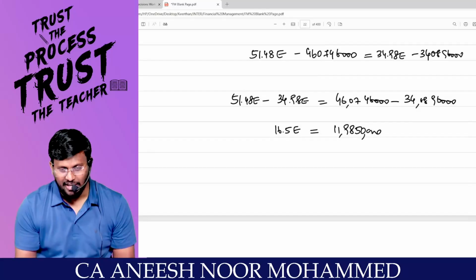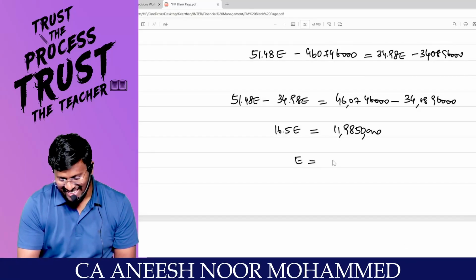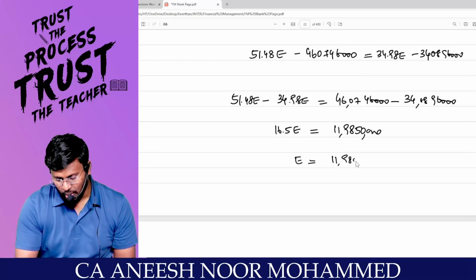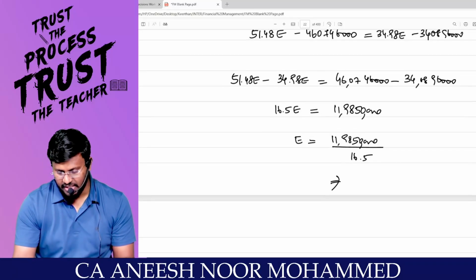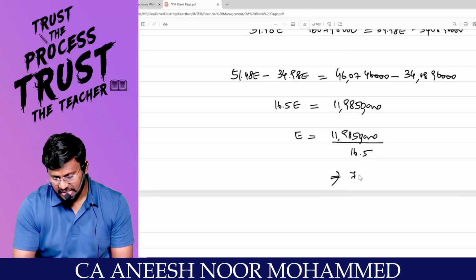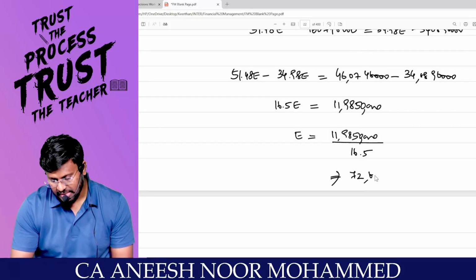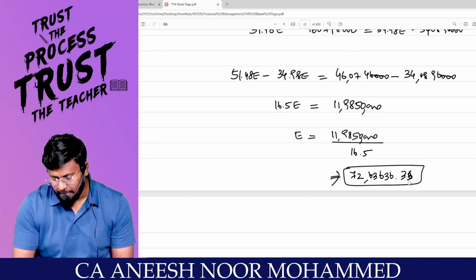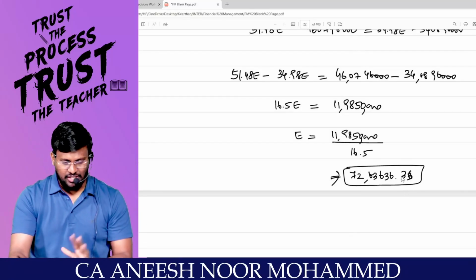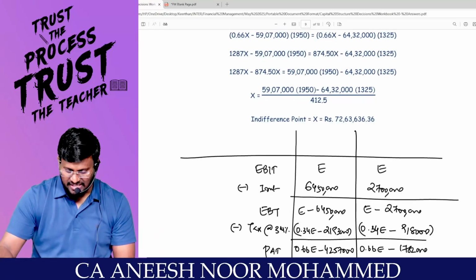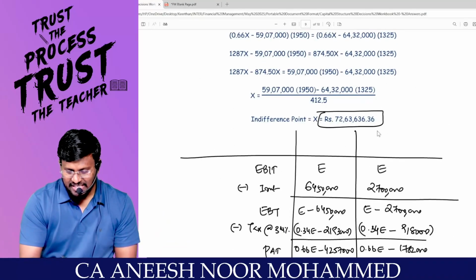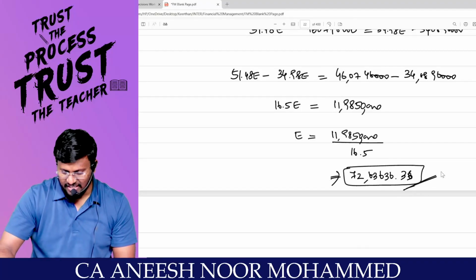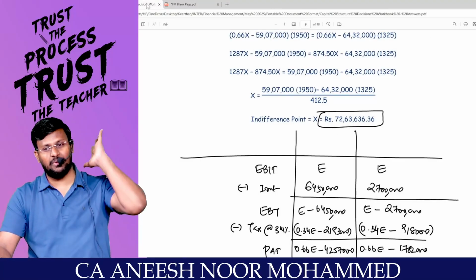Any doubt, or is the answer correct? E is equal to 11 crore 98 lakh 50,000 divided by 16.5, which is 72 lakh 63,636.36. At this EBIT, the EPS of both the options will be one and the same. Are you all really with me?